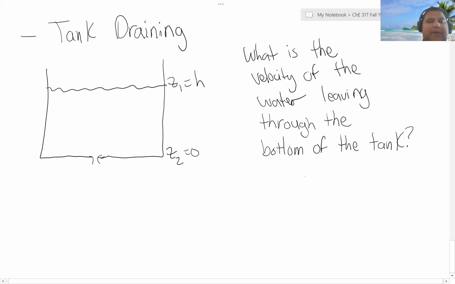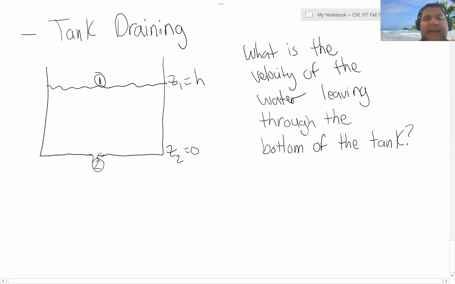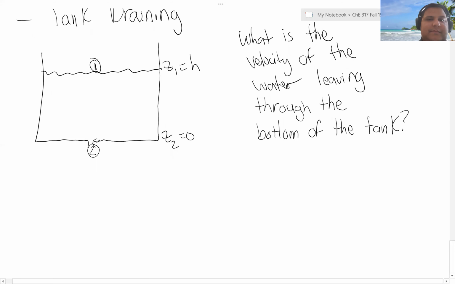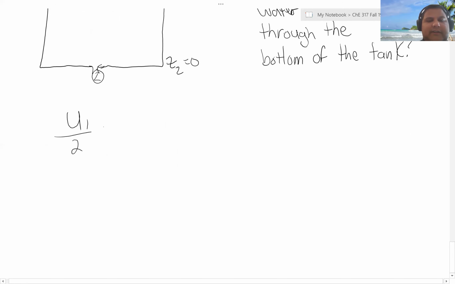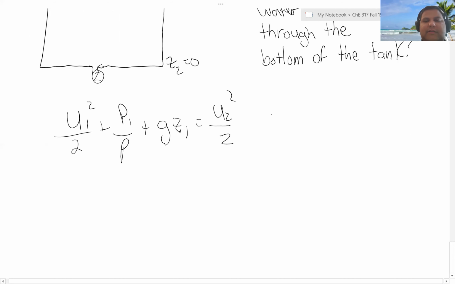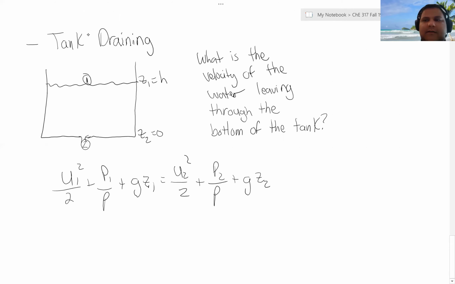Well, the first thing I would probably do is pick some points. So I'd probably pick the top of the tank, and I'll pick the outlet right here. And let's look at a simplified Bernoulli balance. So I'm going to have U1 squared over 2, plus P1 over rho, plus G times Z1 equals U2 squared over 2, plus P2 over rho, plus G times Z2. So my question for you all is, what values can I neglect in my Bernoulli balance?